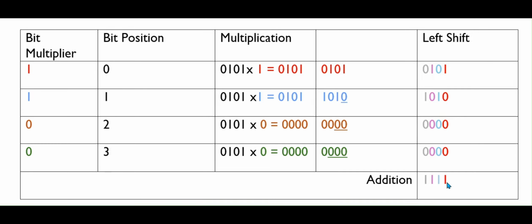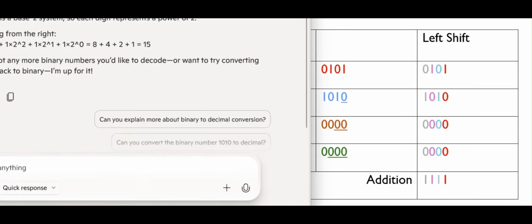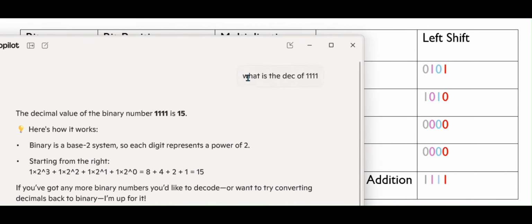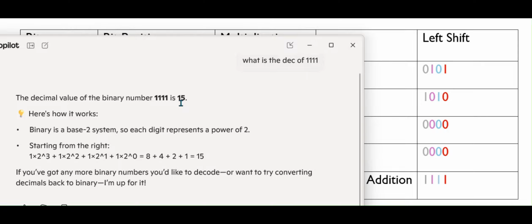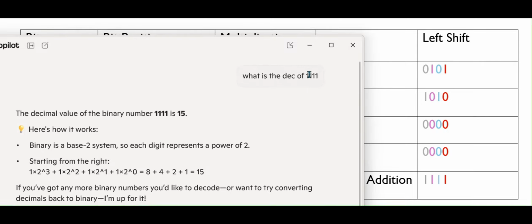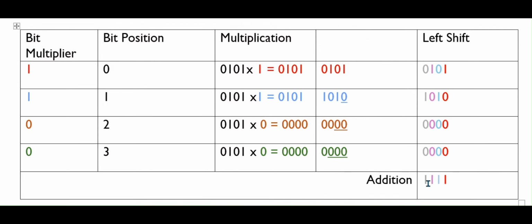Now, let's confirm if our result is correct. I used the AI to check. Give me a second. So this is the question I asked the AI: what is the decimal of 1111? And it says the decimal value of the binary number 1111 is 15. So as you can see, when the computer does the binary operation using the ones, and then you convert it back, you get 15.